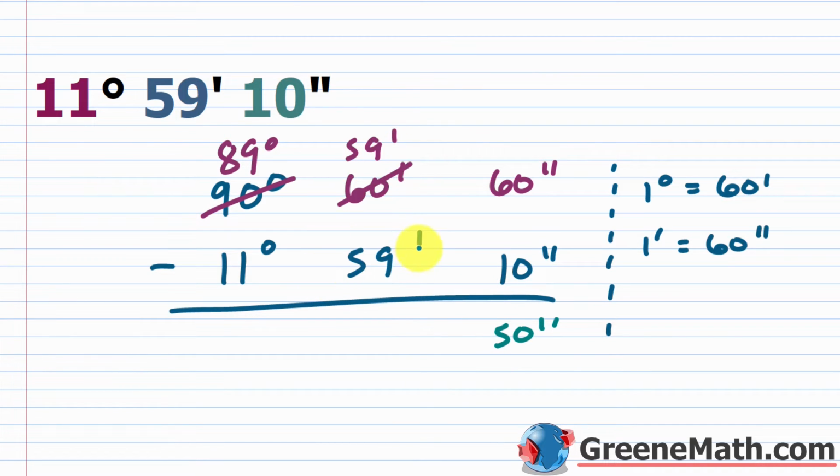Okay, so 60 seconds minus 10 seconds is 50 seconds. 59 minutes minus 59 minutes is 0 minutes. And then 89 degrees minus 11 degrees, that's going to be 78 degrees. So the answer for the complement of this angle, which is 11 degrees, 59 minutes, 10 seconds, is going to be 78 degrees, 0 minutes, 50 seconds. You could also more cleanly write this as just 78 degrees and 50 seconds.